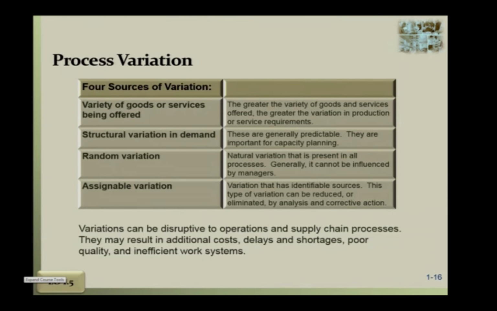There are structural variations. These are predictable and important for capacity planning. So structural variations are like a trend in the demand for a product, or seasonality. For example, the demand for gasoline is highly seasonal. So you have a high demand in summer and lower in the winter. Or there's a trend, a gradual increase in demand for, let's say, electricity in a given country.